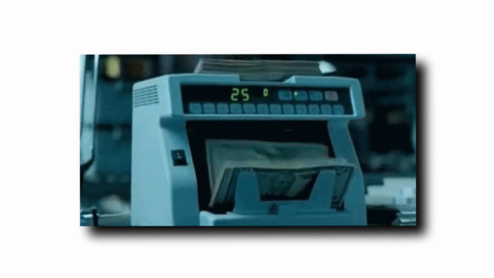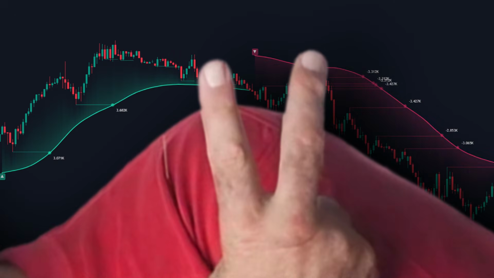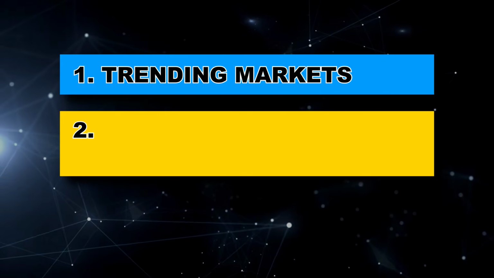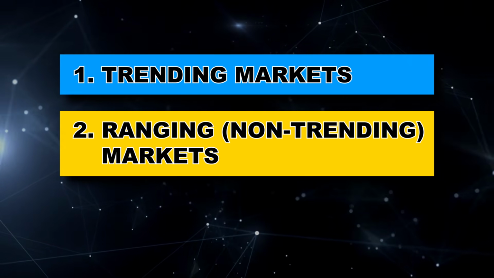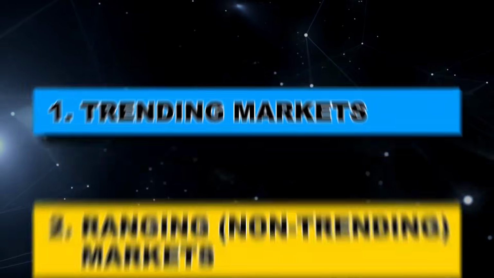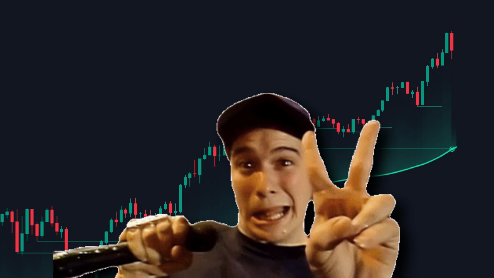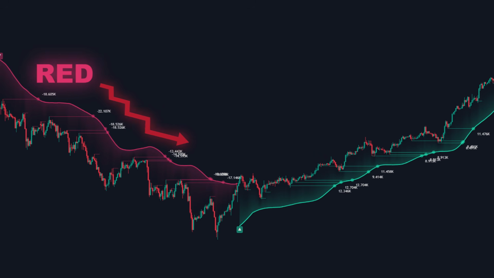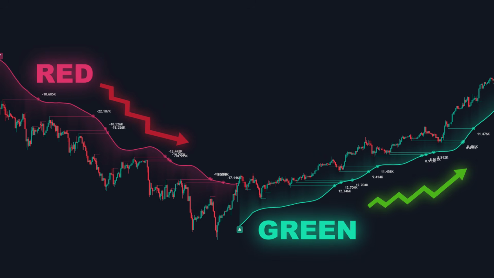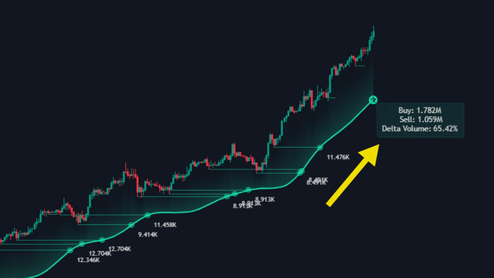Let's move on to the money-making part. We can use this indicator in two completely different market conditions. First, trending markets. Second, ranging, non-trending markets. Let's start with trending markets, since that's where more indicators claim to work well. In a trending market, this indicator does two crucial things. It clearly identifies trend direction with the color cloud. It shows you strength through the delta volume.